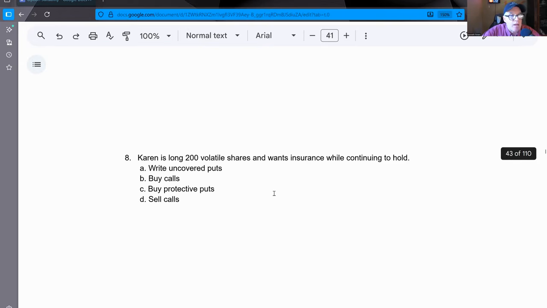Karen is long 200 volatile shares and wants insurance while continuing to hold. What are we going to do? Buy protective puts. That's it.